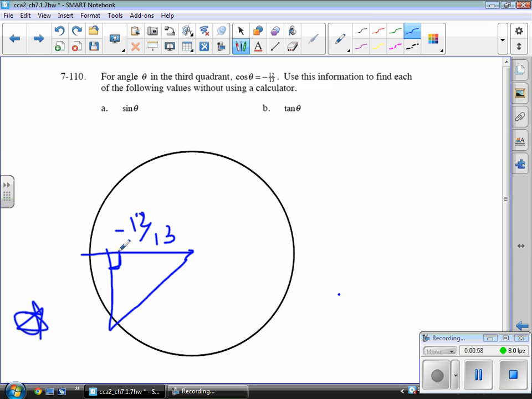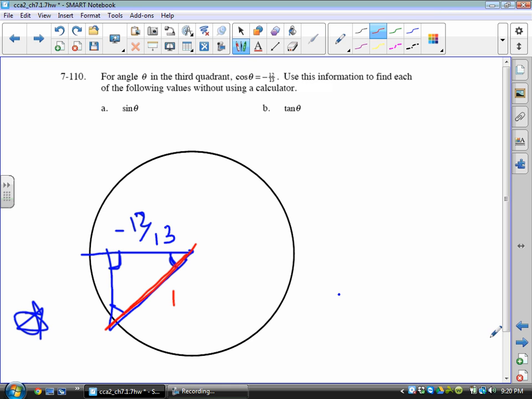I don't know the angle here, not that that would really help me. All I know is the cosine of the angle is -12 over 13. I do know that my radius is always going to be worth 1. Okay? Our radius, if we think about the circle, is going to be worth 1.